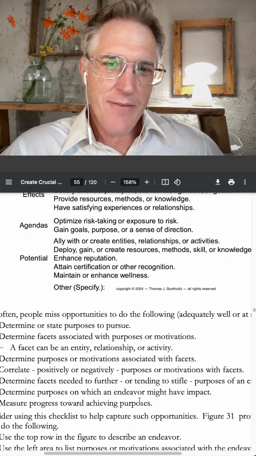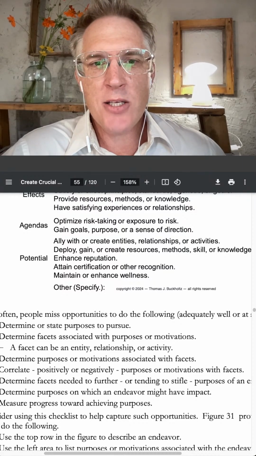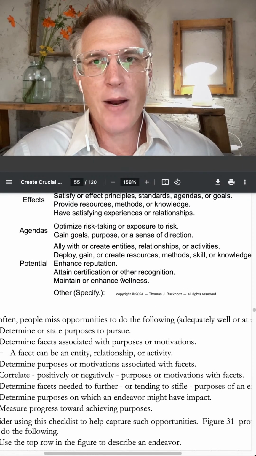So that's definitely the end of maintain and enhance wellness. Next time we were going to talk about attain certification and other recognition.